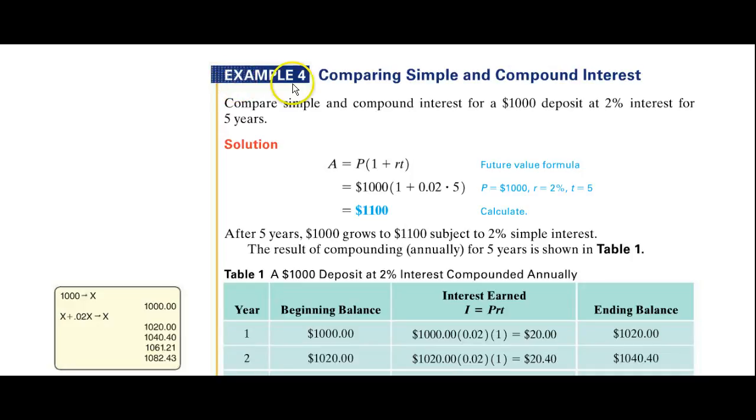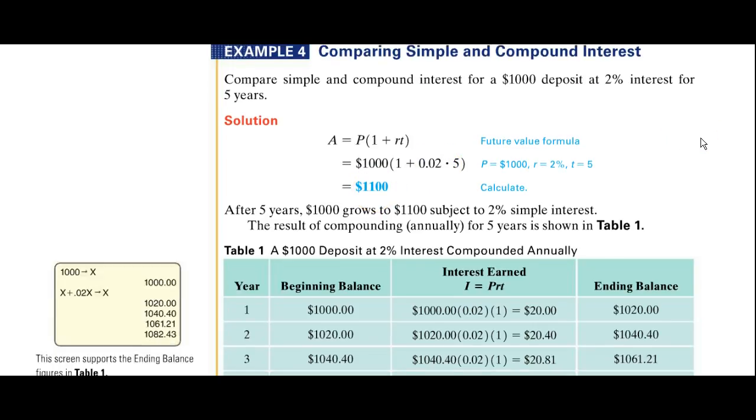Now in example 4, they're asking us to compare simple interest to compound interest. Our principal is 1,000, interest rate 2%, and time 5 years. So when we put that in our simple interest formula for future value, we get after 5 years it's this.